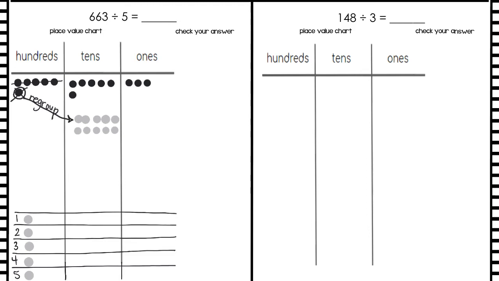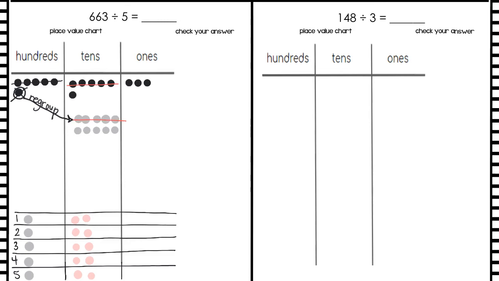Now I have 160. Can I put that into 5 groups? Yes, I can. 10, 20, 30, 40, 50. All right, I've used 50. Now let's keep going. 60, 70, 80, 90, 100. There's another group of 5 tens.